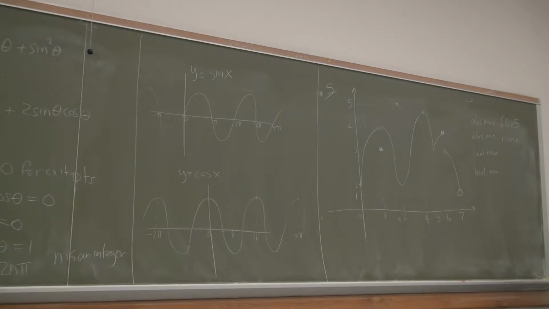What are the local maximums? 5. This is the local maximum here. F of 4 equals 5. Any other ones? 6. Where? F of 6 equals 4, because this is filled in here. That's the local maximum.